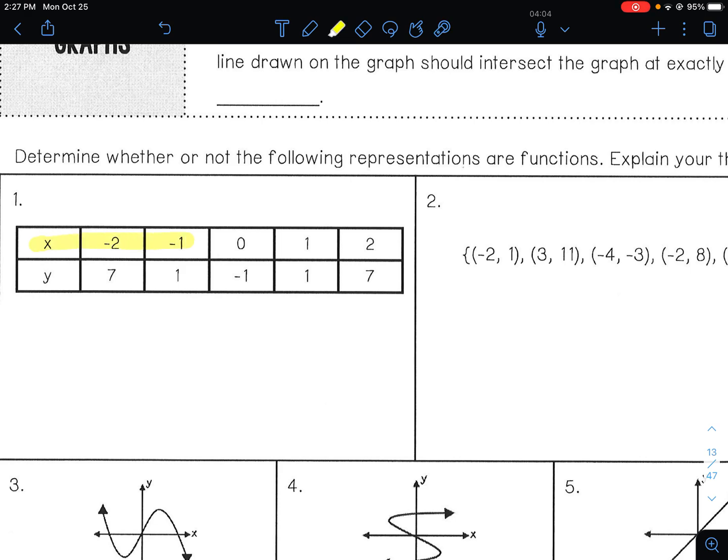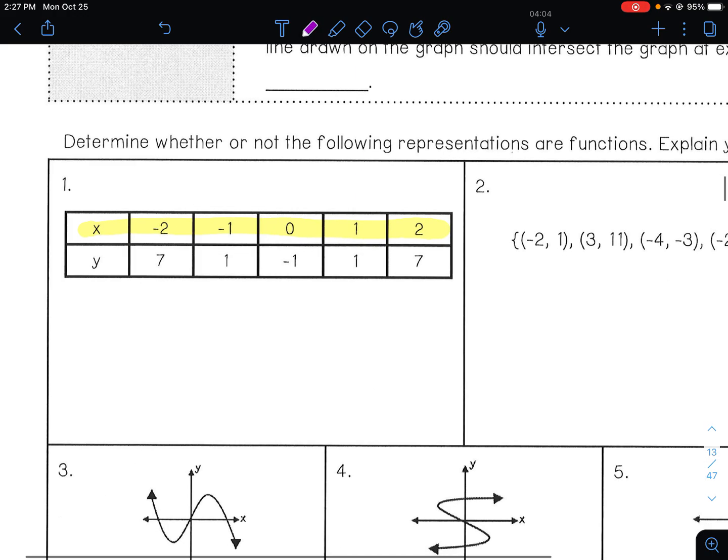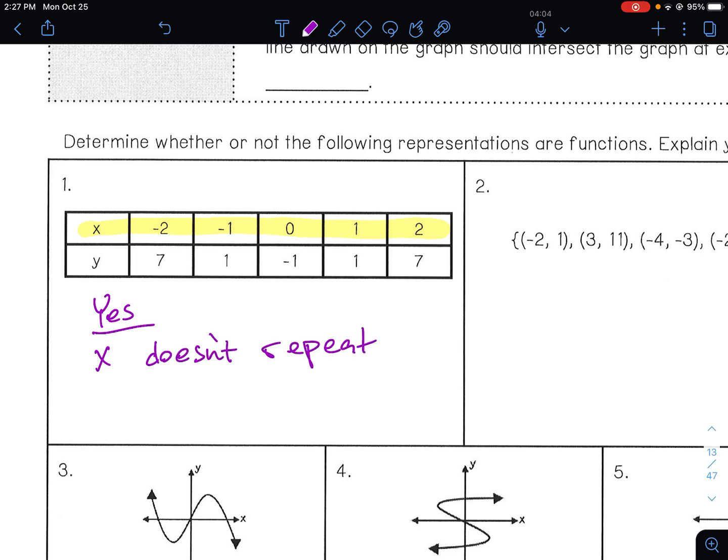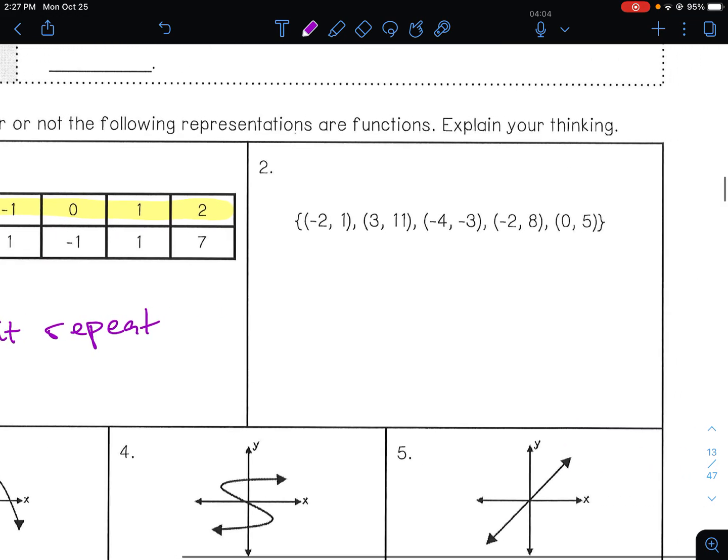We've got -2, -1, 0, 1, and 2. -1 and 1 are not the same thing, and -2 and 2 are not the same thing. So do we have repeating x values? We do not. And if we don't have repeating x values, that means, yes, this is a function. Why? Well, because x doesn't repeat. The x's don't repeat. It's a function. Let's take a look at number 2.